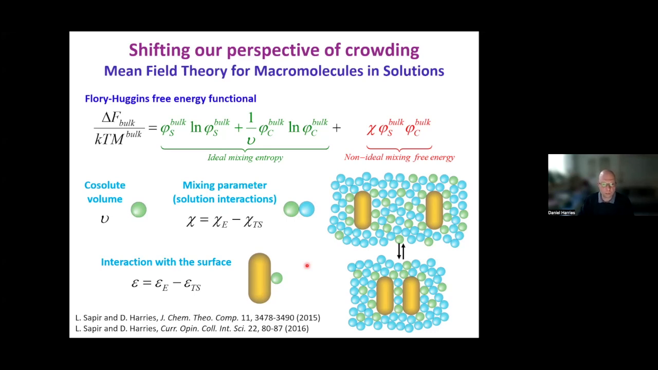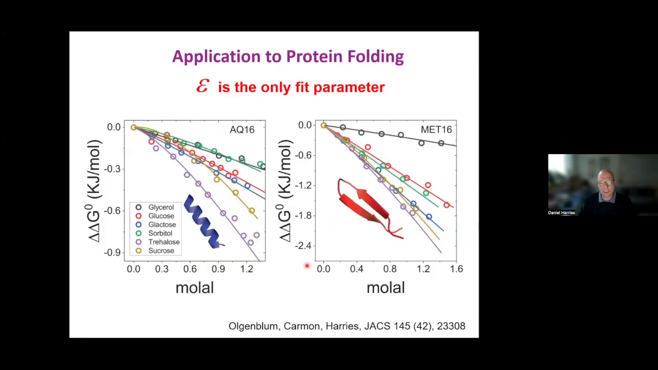And I'd like to show you some examples of how we do that. So here is an example of two mini proteins, one that folds into a beta hairpin, one that forms this alpha helical structure. And in this case, we're looking at these proteins in the presence of a variety of polyols and sugars. And these lines through the data are model fits. And the only fit parameter is the epsilon, the interaction of each one of these solutes with the protein. And you see that the lines fit quite nicely in both cases.